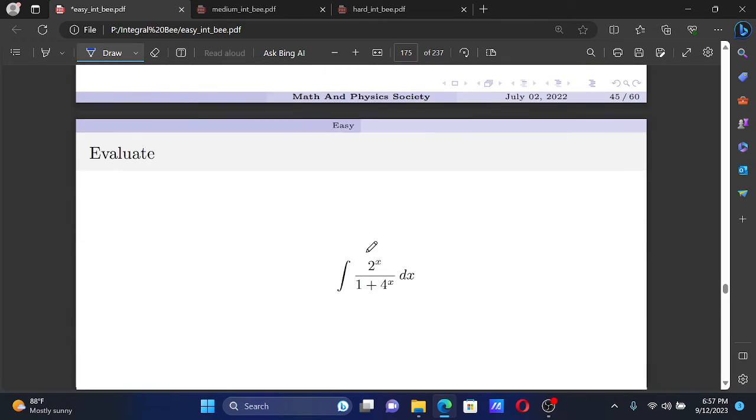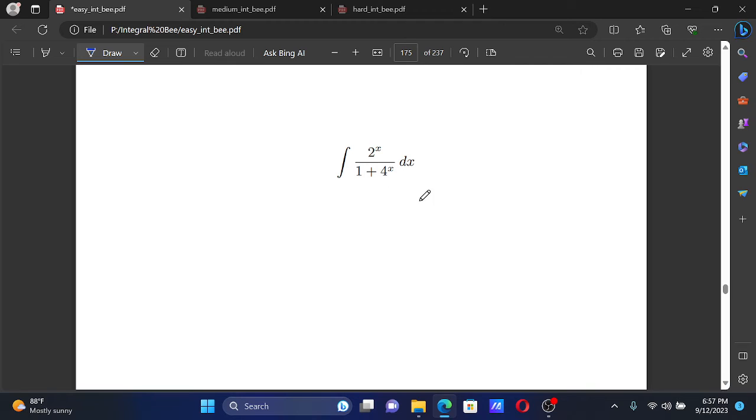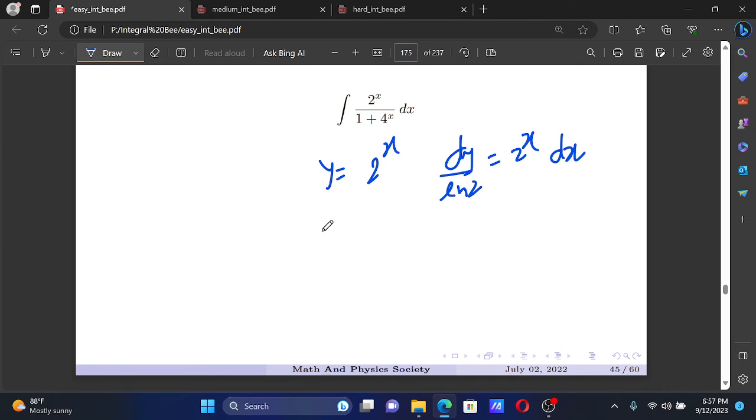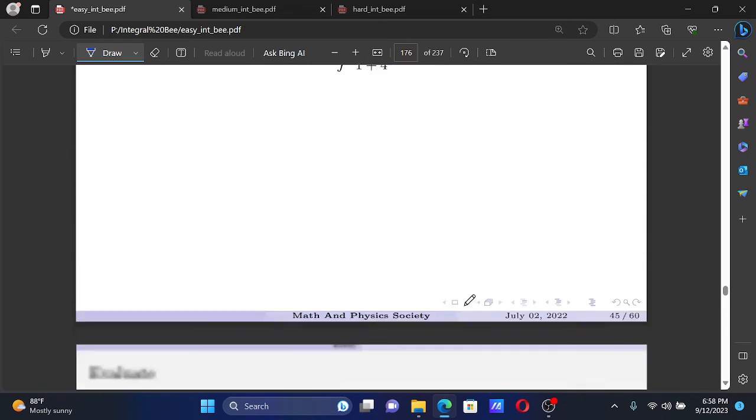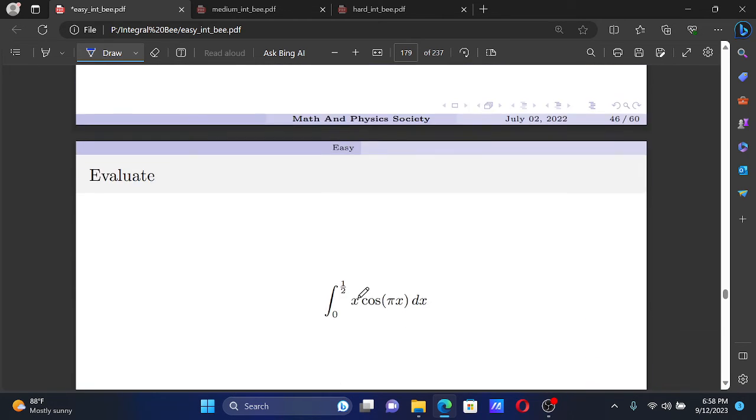Yeah. So the next one, for this one, you can just let 2 to the power x as y. So dy by ln 2 will be 2 to the power x dx. With that, we have 1 by ln 2 times dy by 1 plus y square, and now it's just tan inverse. So 1 by ln 2 tan inverse y, where y is 2 to the power x, plus c. That's the answer. Let's go to the next one.